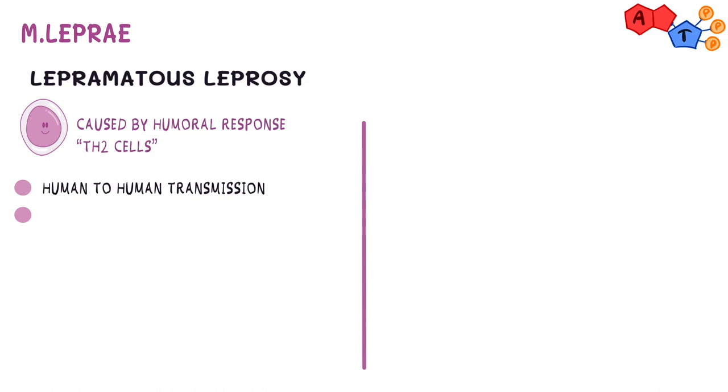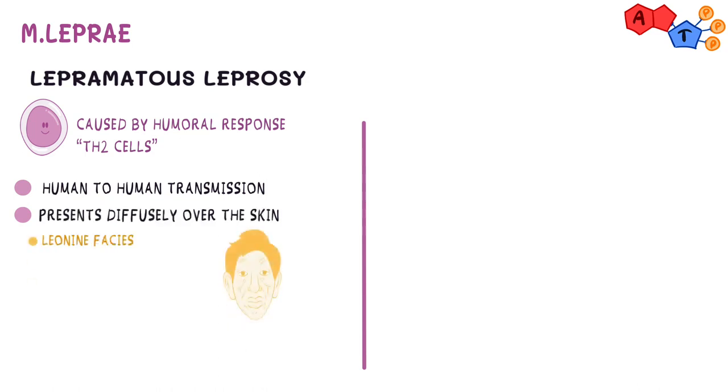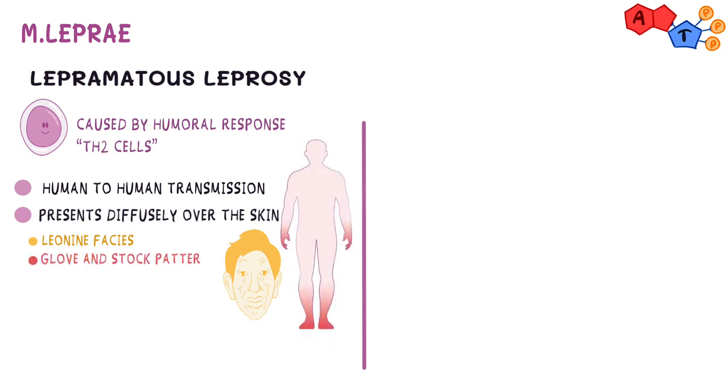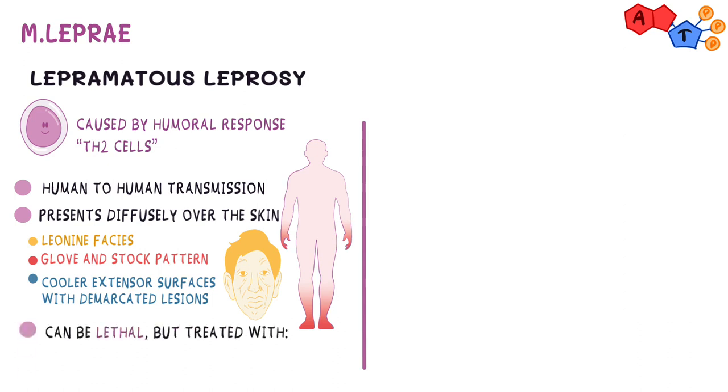This form presents diffusely over the skin, with leonine facies. Patients' distal portions will also be affected, leading to a glove and stocking pattern. Numerous extensor surfaces are cooler and present with poorly demarcated lesions. This form can be lethal. However, it may be treated using dapsone, rifampin, and clofazimine given for 2 to 5 years.